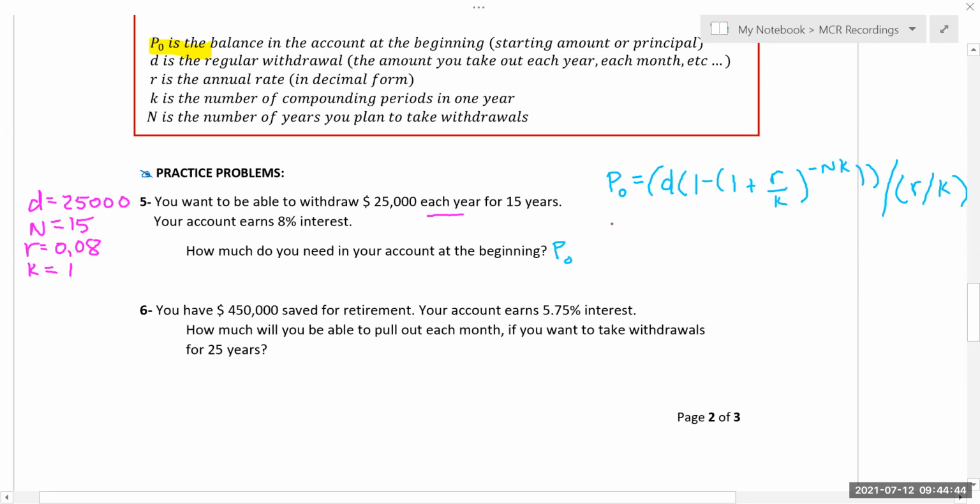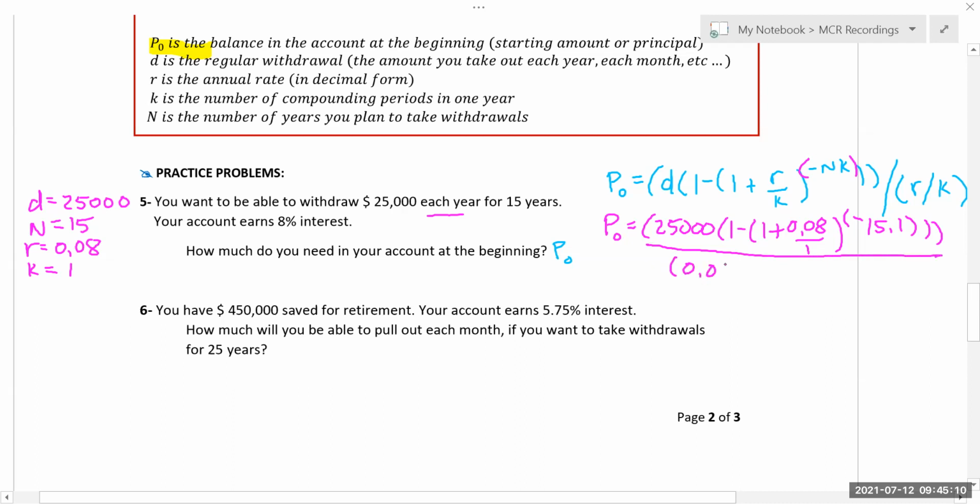Okay, so we're solving for P0. So it's 25,000, 1 minus 1 plus R over K. Remember, I put an extra set of parentheses here, to the negative NK, close, and then all divided by 0.08 divided by 1. So how you can type that in is parenthesis 25,000. Here's our calculator part. 1 minus 1 plus 0.08 divided by 1.